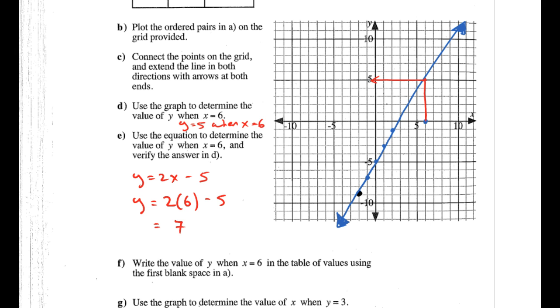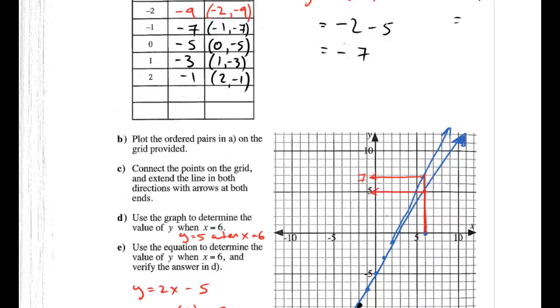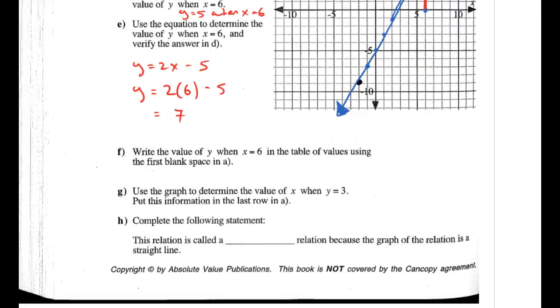So clearly my visual estimation was pretty bad, and that's probably because my straight line wasn't very straight. If I made this straight, it should have been something like this. There we go. And now when I read it off the graph, I'll go up here and then across, and that's how we should have gotten 7. So my line wasn't very straight. That was why I got it wrong. Okay, so write the value of y when x is 6 in the table using the first blank space. Okay, I think we can all handle that one on our own.